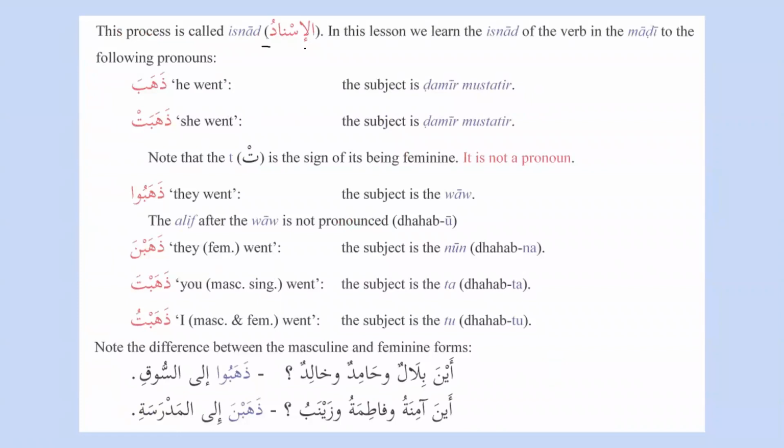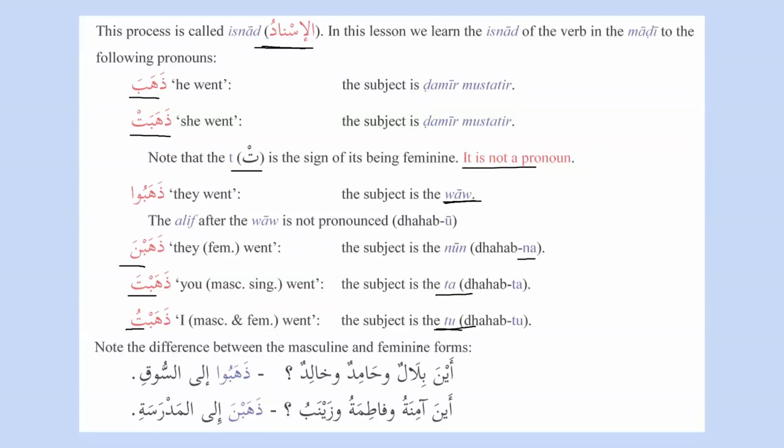Al-isnadu, the conjugation, as I have shown you the conjugation. So in this lesson, we will learn about dhahaba, he went, and dhahabat, she went. And note that the ta is the sign of its being feminine. It's not a pronoun. So this ta is the sign of feminine. In dhahabu, they went, the doer is waw, as I mentioned earlier. In dhahabna, the doer is na, as we can see over here. In dhahabta, the doer is ta, and in dhahabtu, the doer is tu.